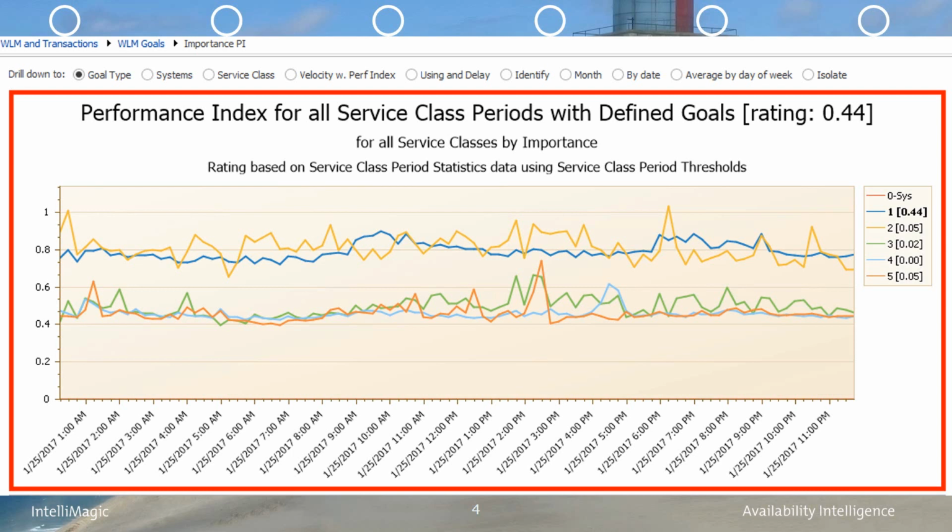So from here, then you can drill in and say, okay, what am I getting on this particular system or for this particular service class, that type of thing. So these charts are oftentimes jumping off points into the area to decide what do you want to investigate.